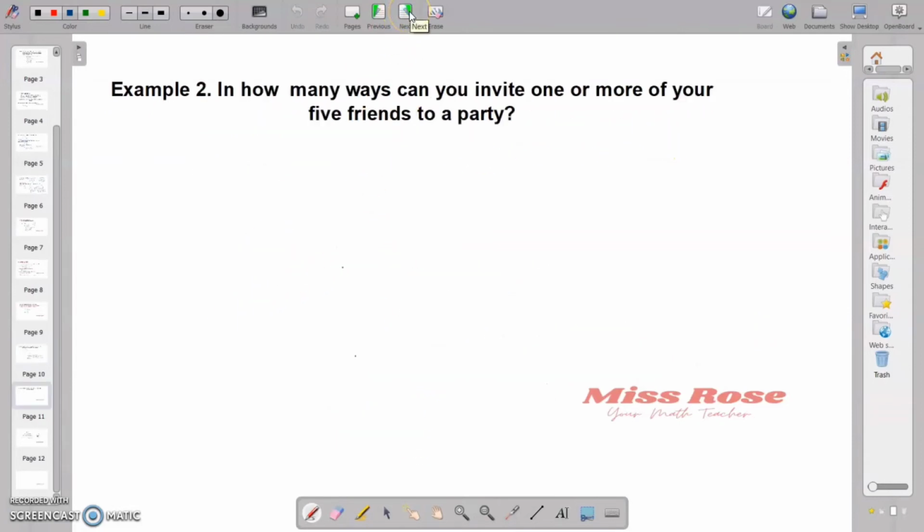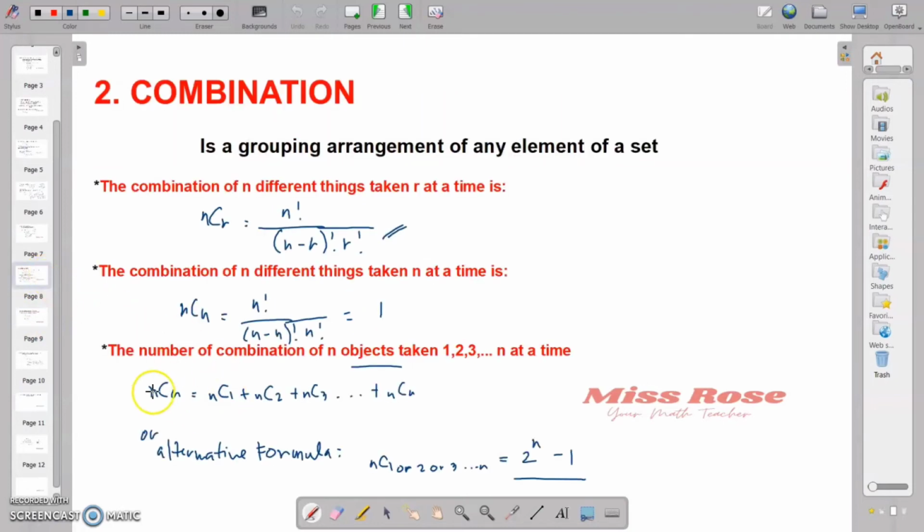Next example. In how many ways can you invite one or more of 5 friends to a party? In this example, it is n objects taking 1 or 2. It's possible for you to invite one of your friends, 2 of them, 3 of them, 4 of them, or 5 of them. So the formula is the number of combinations of n objects taking 1, 2, 3 and so on. This formula or this formula.